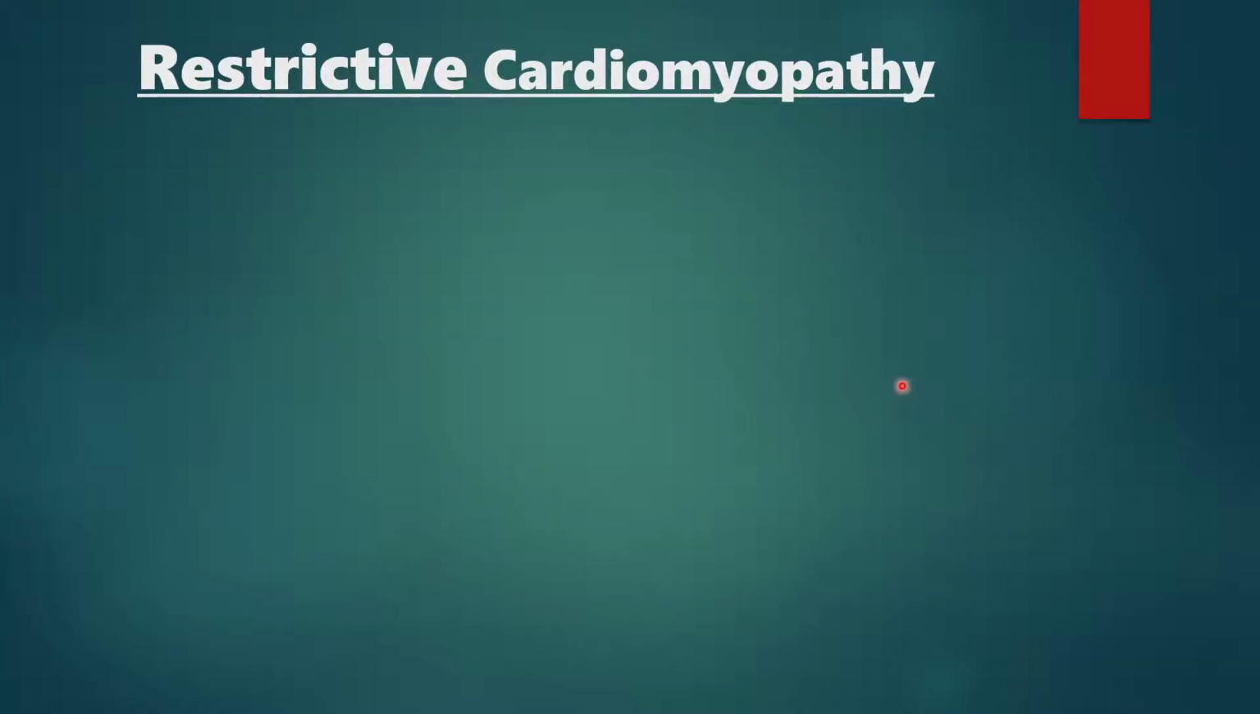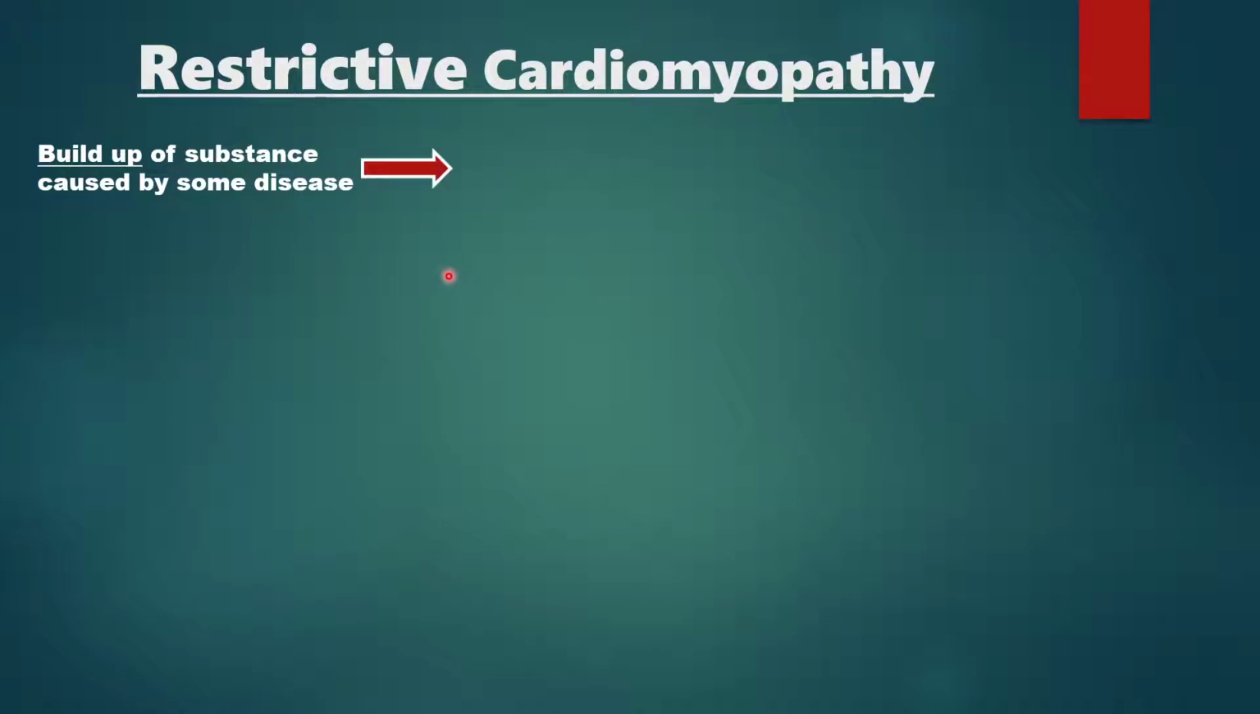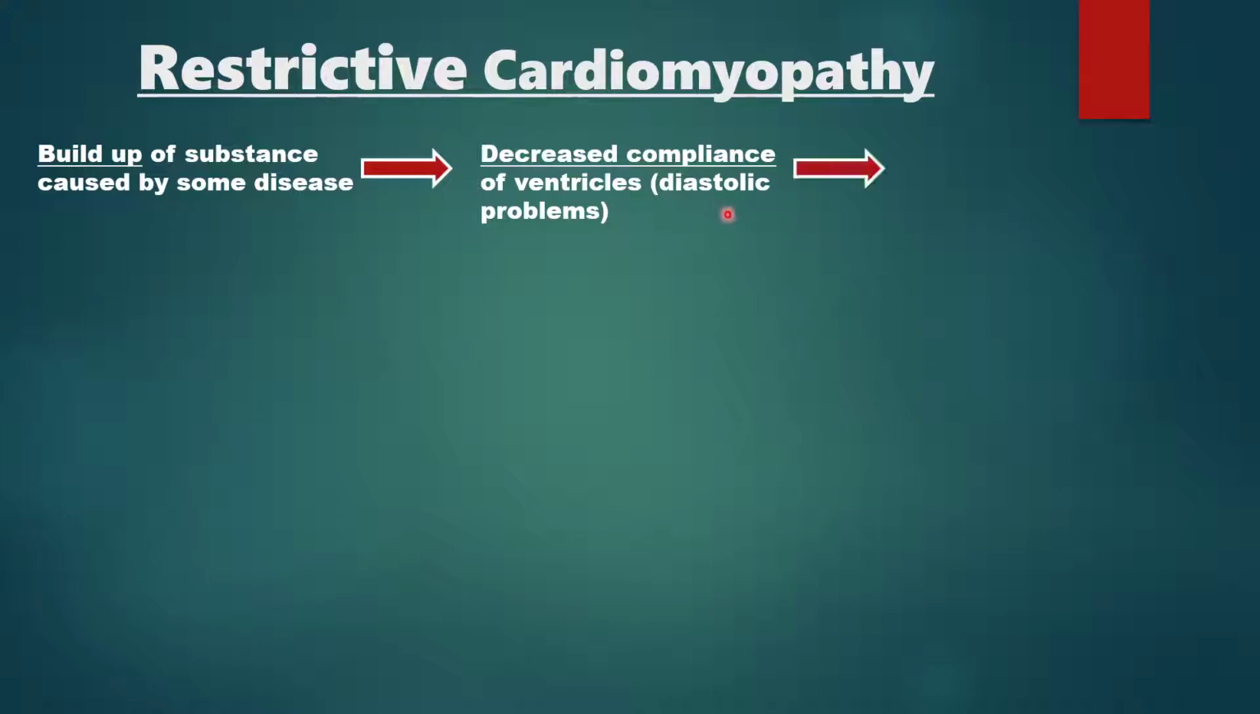So for restrictive cardiomyopathy, this one's a little different than the others. This one is simply a buildup of substance, some kind of substance caused by some disease. You're not changing the heart size, you're not necessarily changing the shape of the heart. You're just adding something because of a disease. You have a buildup in the heart muscle fibers. And because you have that buildup in the muscle fibers, it's going to cause the ventricles to become non-compliant or less compliant. And so that's going to cause a bunch of filling problems or diastolic problems.